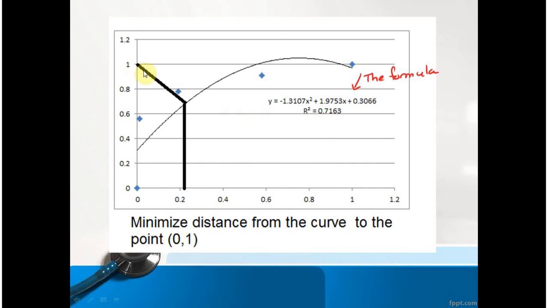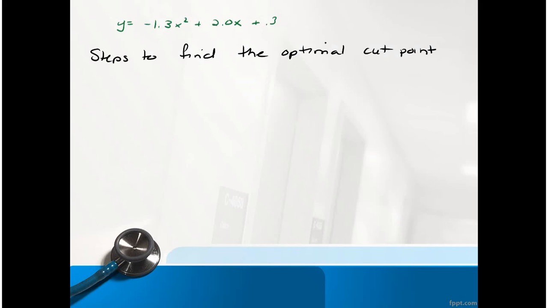And what I want is to minimize the distance from the curve to that point over there. That point I know is 0, 1. And this curve is given by that formula. And now we're into calculus. There's the formula. I reduced it. I just made it look a little cleaner, with rounded figures.